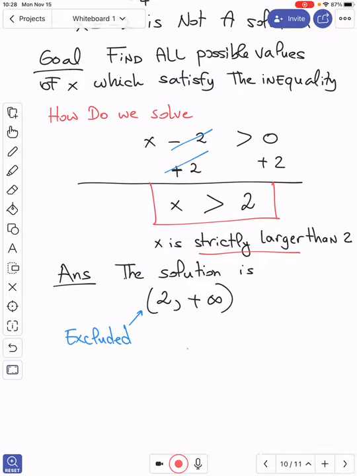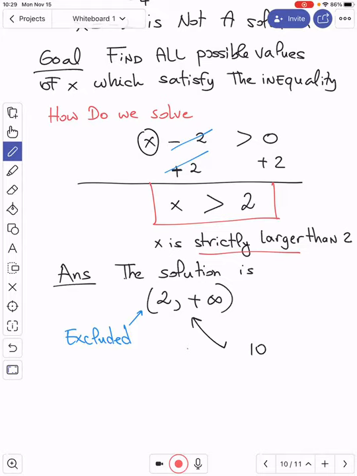Right. And again, what I'm saying here is that if you take any real number in this interval, for example, you take 10, 10 belongs to this interval. It's between 2 and positive infinity, obviously, right? Then if you replace your x by 10, then 10 minus 2 would be positive. So it satisfies the inequality, right? So if you take any number in this interval to positive infinity, it would satisfy the inequality, right?